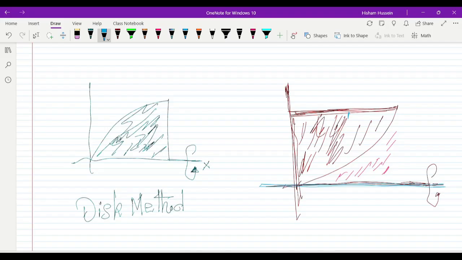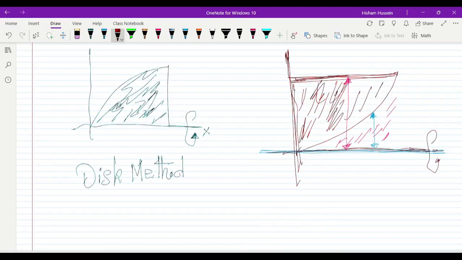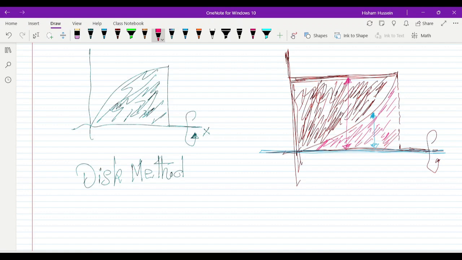Here we have two radii. This is the outer one, and this is the inner one. The point here is we are subtracting. Assuming this is the boundary for the region, we subtract the rotating boundary, so we subtract the volume of the space, the volume of the hollow between.